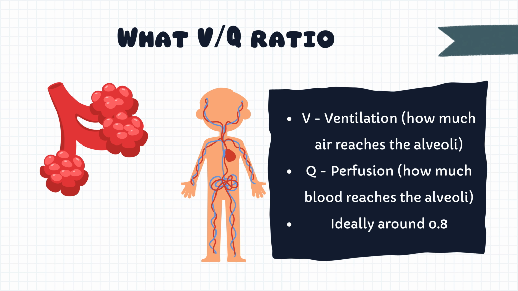V/Q, or ventilation-perfusion ratio, compares two things. V is ventilation, how much air reaches the alveoli. Q is perfusion, how much blood reaches the alveoli via capillaries. For efficient gas exchange, these should be well matched. The ideal V/Q ratio is about 0.8. That means ventilation and perfusion are roughly balanced, but not perfectly equal.